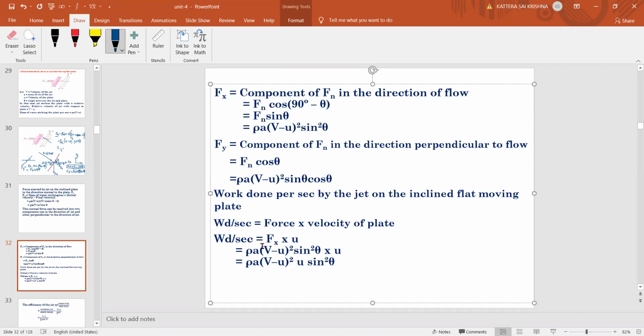So work done per second equals force in the x direction, Fx, into the velocity of the plate, which is always u, the plate velocity. Now you can substitute the Fx value as rho a (v minus u) square sin square theta into u, right? So that gives you the work done. Yes, please copy this.